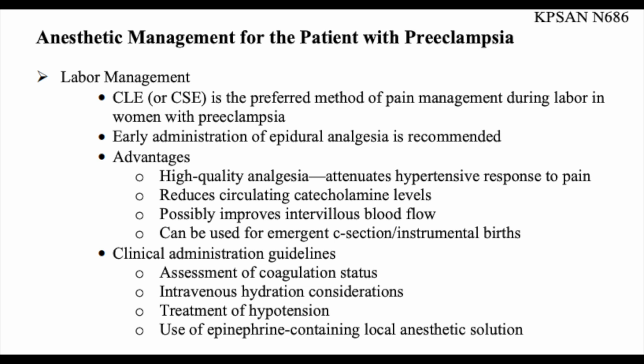And it's sort of an insurance policy that if you have a labor epidural in place, it can be used for an emergency section or for instrumental births, such as forceps or vacuum deliveries, which women who have preeclampsia have a higher incidence of. In addition to that, practically speaking, it's easier to insert a catheter into the epidural space if the patient is not writhing in pain, which predictably increases in intensity as labor progresses.